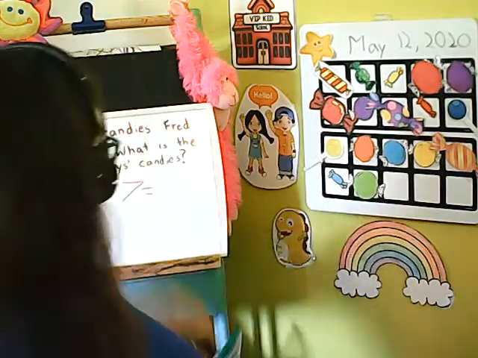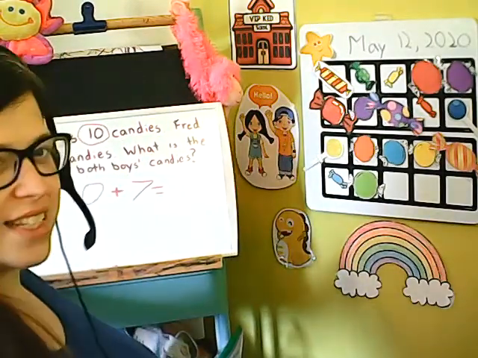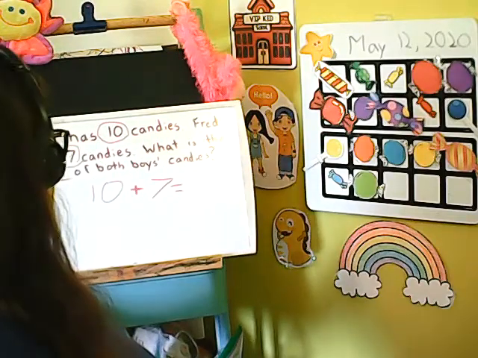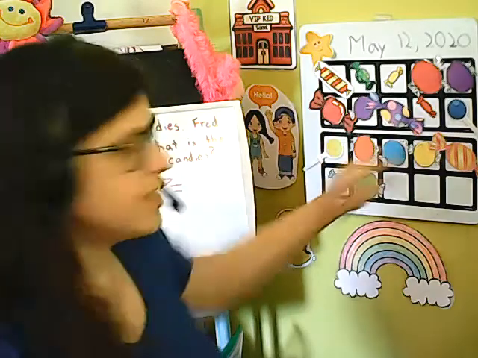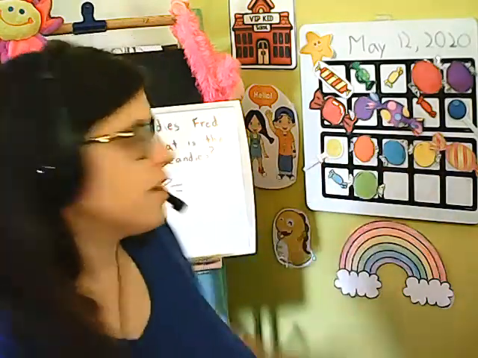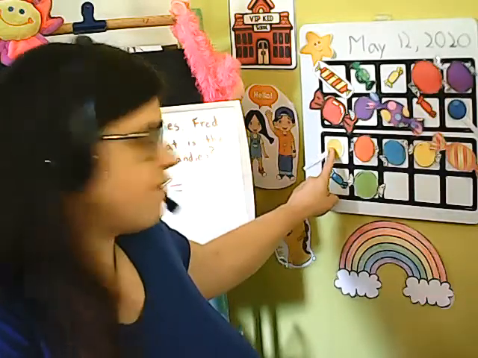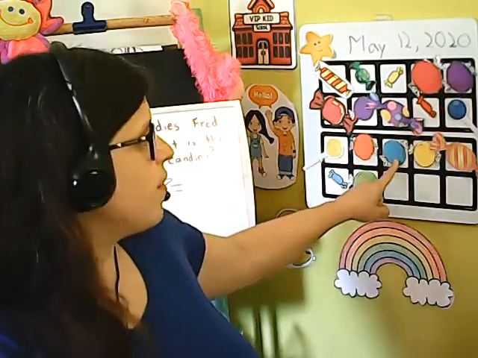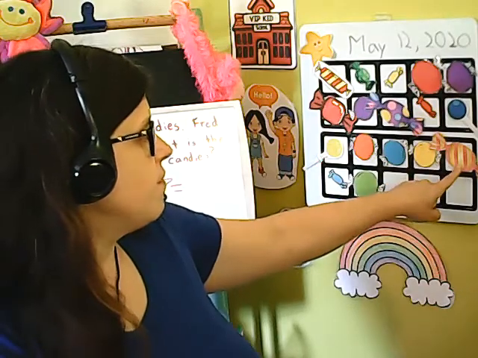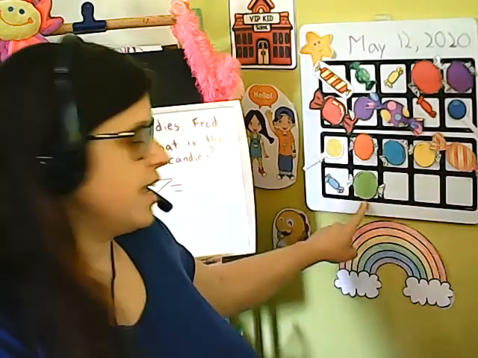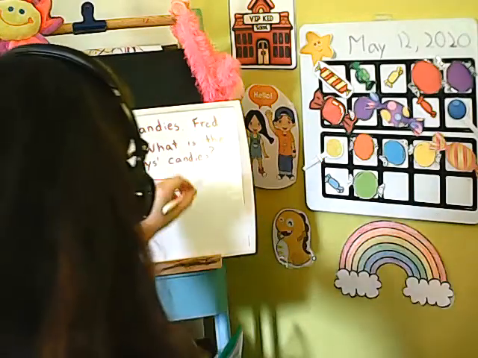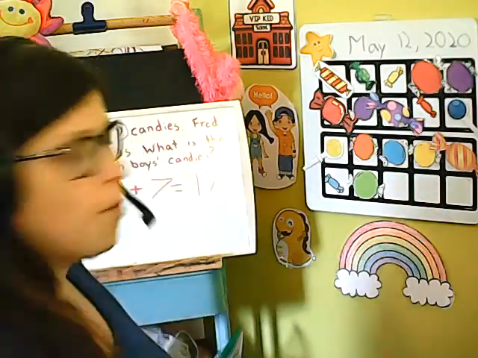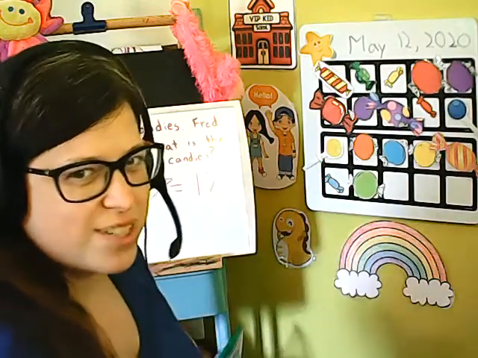If you look, our number sentence and our 10 frame match. 10 plus 7. Let's count on from the 10 to find our answer. 10, 11, 12, 13, 14, 15, 16, 17. I have 17 as an answer. I'm going to count them by ones to double check.